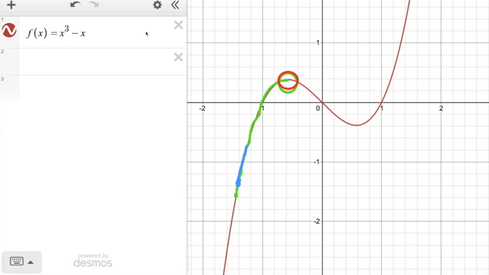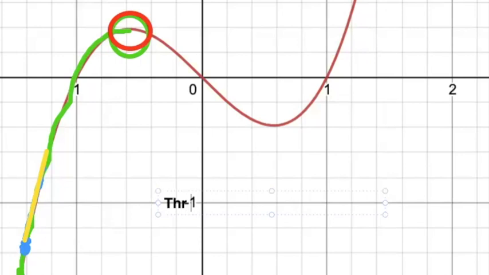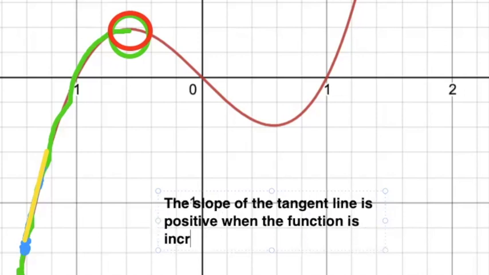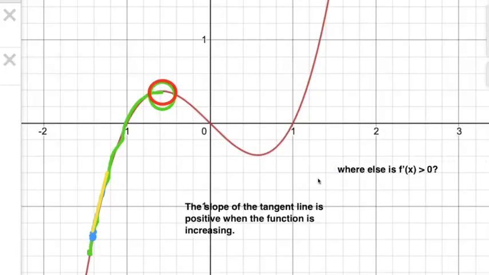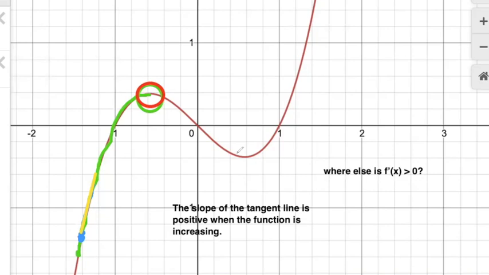It's positive. So the tangent line is positive exactly when the function is increasing. I can draw my tangent line here. Let's just record that observation. The slope of the tangent line is positive when the function is increasing. So is there anywhere else you see here that f prime would be positive? Yeah, starting somewhere about right here and moving on. I can't tell the exact value visually, but from about here, it continues on from there, f prime of x would be positive.